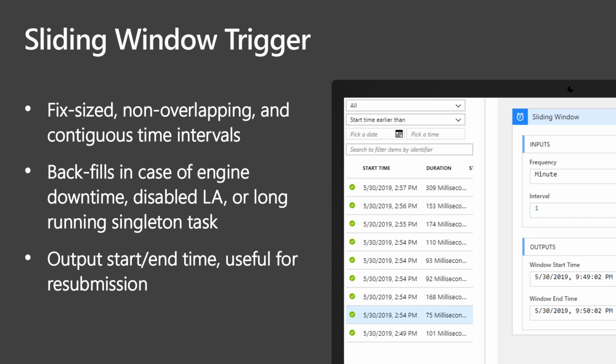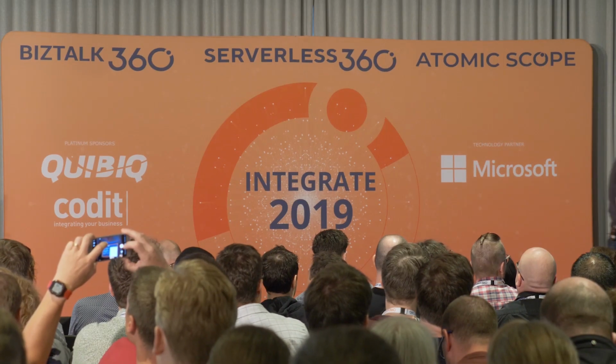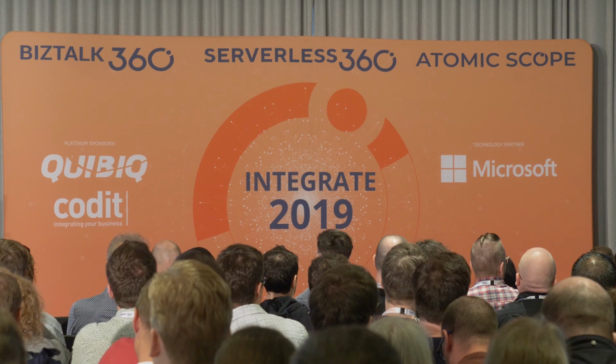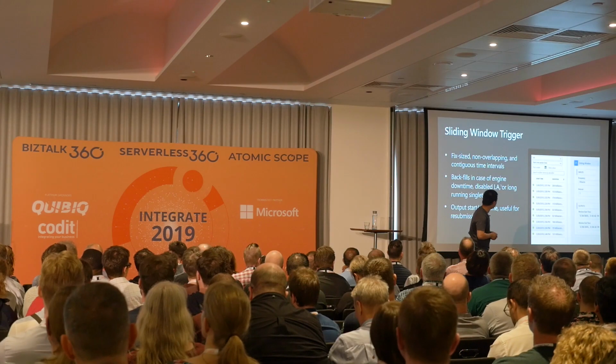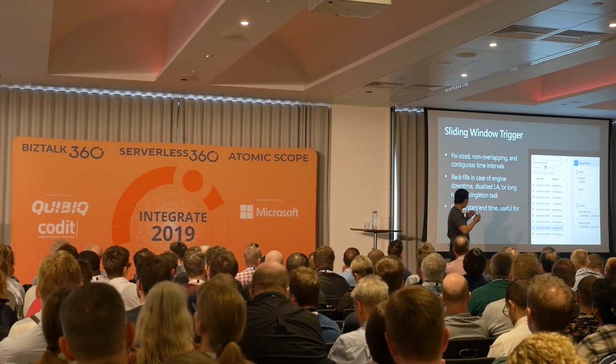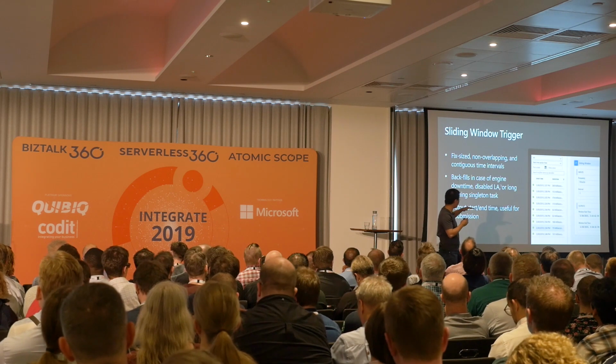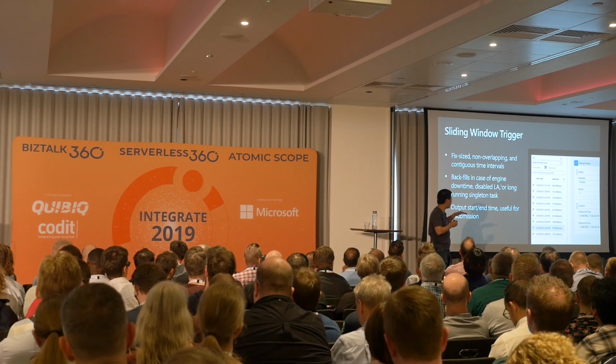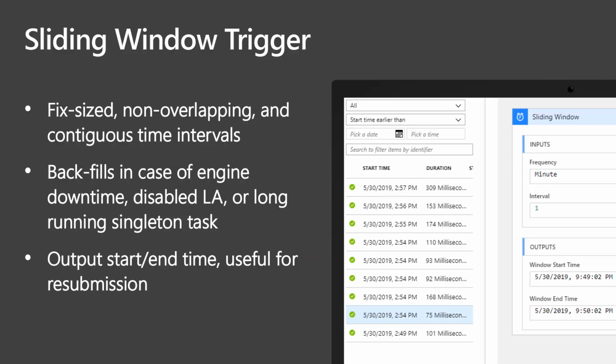So here on the screenshot, you can see the output from the trigger has a window start and a window end. I did this a few days ago. And what happened here is I triggered the first run at 2:49 p.m. And I immediately disabled the logic app. And I waited for 5 minutes before I re-enabled it.